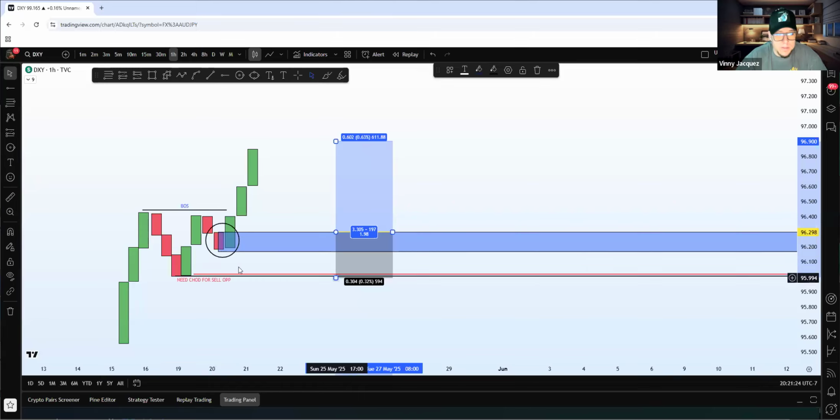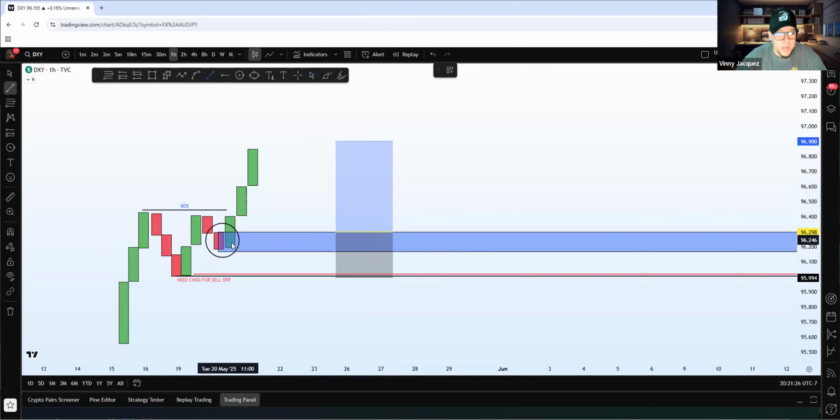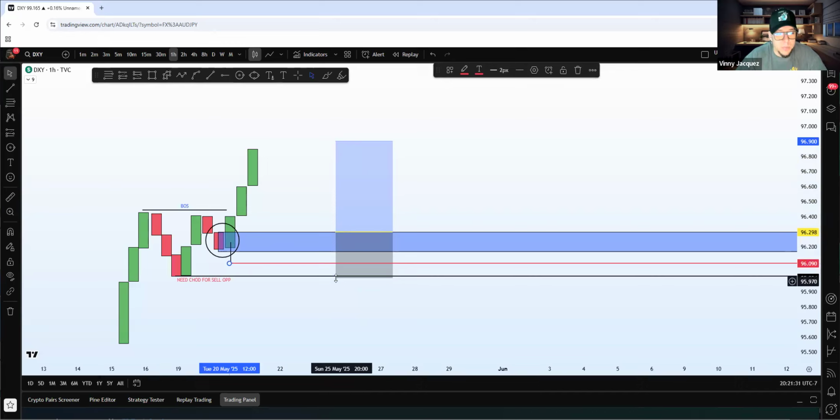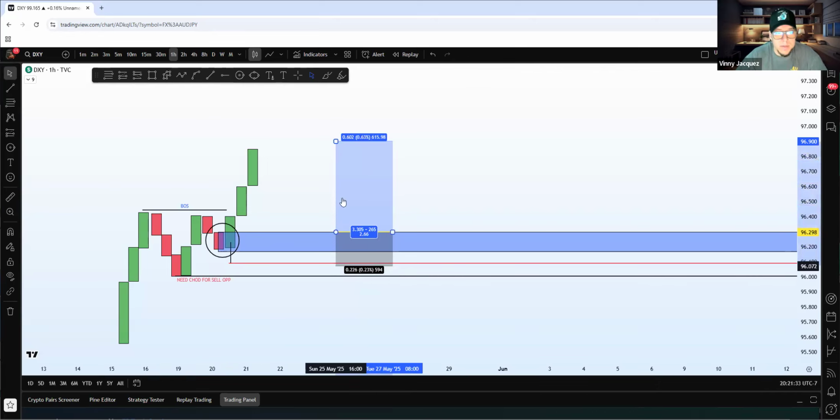Awesome, brother. Since we were able to go ahead and locate our lowest wick in that area, we can have a little bit of a tighter stop, right? Minimum 1 to 3 risk to reward.